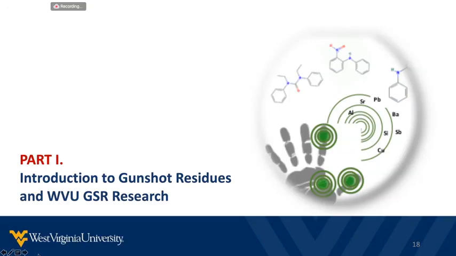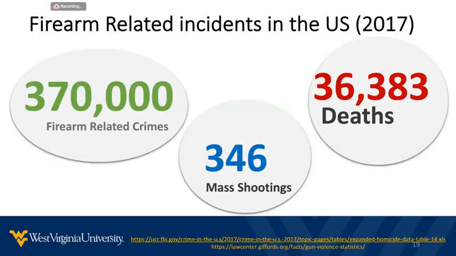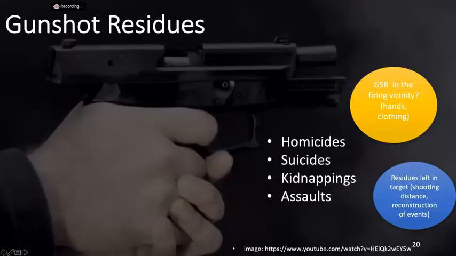The first part that I'm going to give you here are some numbers. These are some statistics of firearm-related incidents in the United States in 2017. The numbers speak by themselves. Gun violence results in tens of thousands of deaths and injuries on an annual basis. The most common cases involving gun violence are homicides, suicides, kidnappings, and assaults. The detection of gunshot residues can provide key information in these investigations and can help to corroborate testimonies, especially when GSRs are detected in hands and clothing or any other target reached by the bullet.